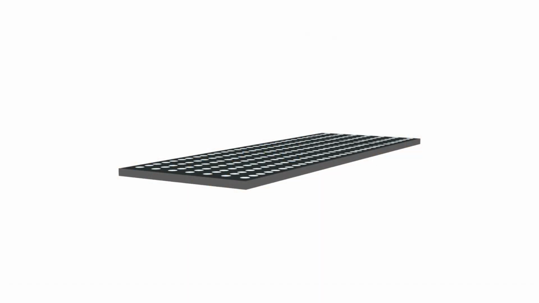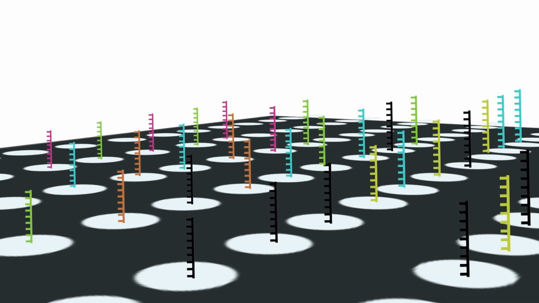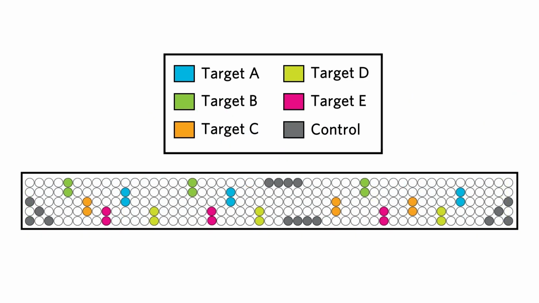NanoGrid technology utilizes slides covered in spots. These spots contain strands of DNA complementary to various targets of interest. The type and the layout of the DNA spots will vary depending on the assay. Each spot on the grid contains DNA for a specific target or control nucleic acid.